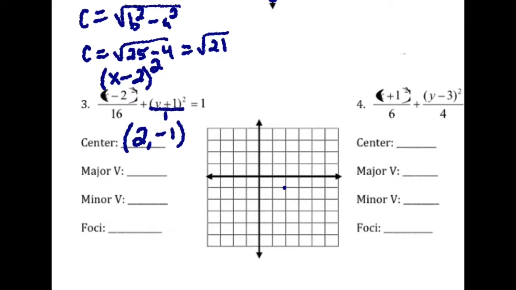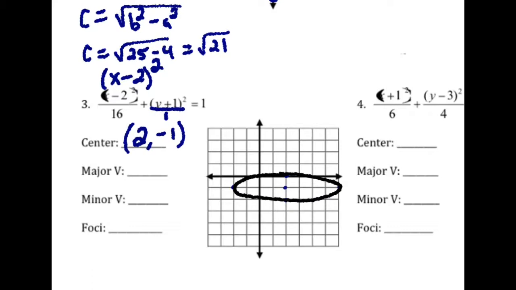So major vertex, again, is going to be the larger of the two numbers underneath. That's 16. That's underneath the x. So because that's underneath the x, that's going to tell us that it's a stretch left and right. Okay, so square root of 16 is 4. So from our center point, we go right 4, and then we go left 4 to there. So we're going to have a horizontally stretched ellipse in this case. Now the y, because there's a 1 underneath, we go up and down 1. So that's just going to go to there and to there. So you can see we're going to have a really narrow ellipse here. So let's just connect those and sketch it. Okay, there's our ellipse.